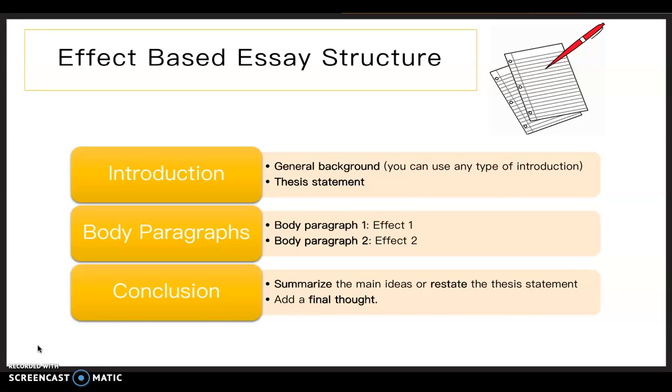Moving on to the body paragraphs, your first topic sentence should be about the first keyword in the thesis statement. And your second topic sentence should be about the second keyword in the thesis statement. And finally, in your conclusion, you restate your thesis, and here you can add any final thought like a recommendation or advice.